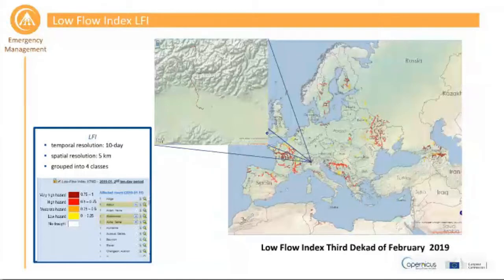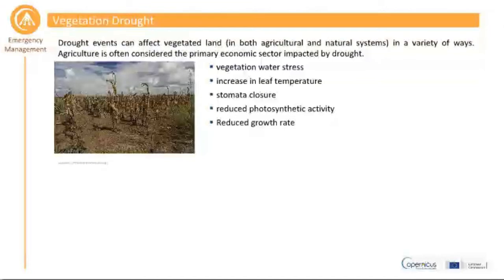The EDO low flow index has been shown to capture effectively the starting date, the duration, and the spatial evolution of the major historical hydrological drought events in Europe. As you can see, 4 classes are considered, varying from low hazard to very high hazard, when the index is above 0.75. So now I'm going to leave you with my colleague. He's going to continue.